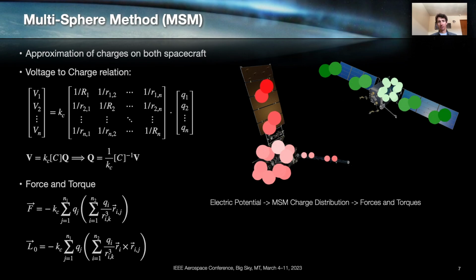For the multisphere method, we use, as I mentioned before, a large number of spheres to represent the spacecraft shape, and using those spheres and assuming that we know the potential of the spacecraft, we can solve for the approximate charge distribution of the spacecraft. Then we compute the electrostatic force between each sphere on the two spacecraft, and then we get the total force and torque by summing up all these forces and torques.